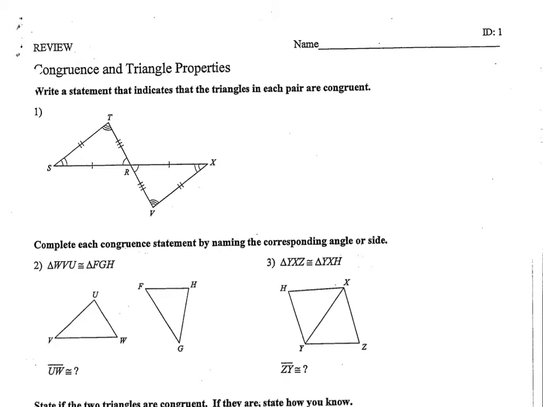Okay, so for example, we could say triangle SRT is congruent to triangle, so we're going from 2 marks to 1 mark to 3 marks. So 2 marks to 1 mark to 3 marks. So XRV.